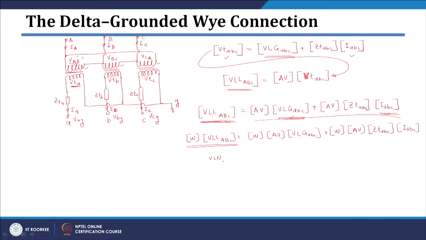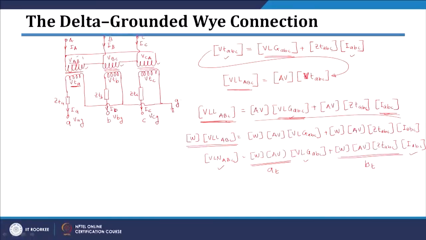So if you multiply by W, V line to line will become V line to neutral ABC here, and it will be W AV into VLG small abc plus W into AV into ZTABC into IABC. So we have got it in the required format. These voltages are line to neutral voltages and currents are line currents. So definitely this must be your parameter AT and this will be your parameter BT.